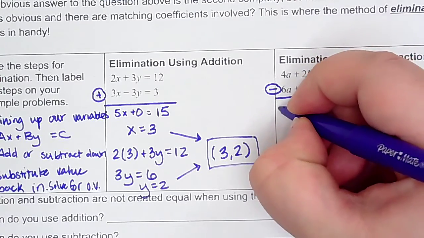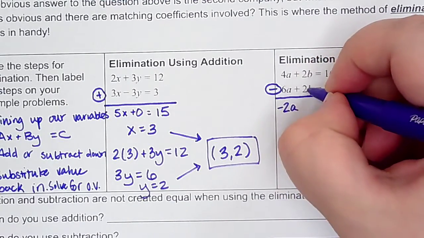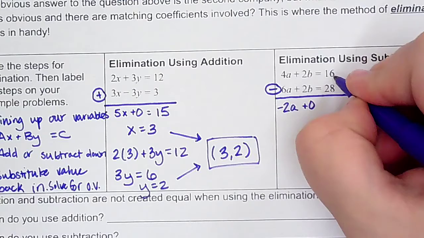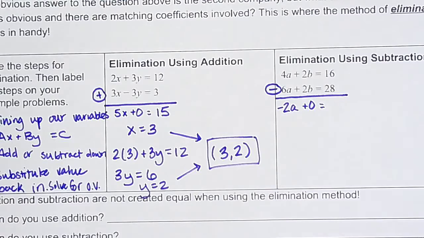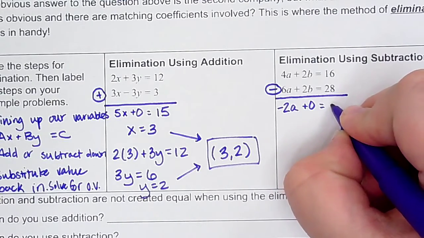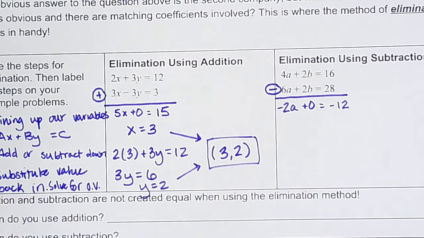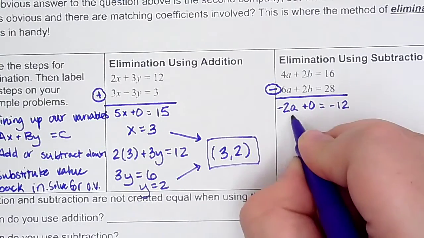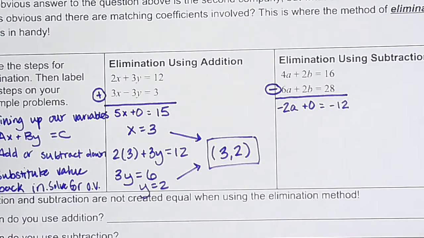4a minus 6a is negative 2a. 2b minus 2b is 0. And 16 minus 28 is going to be, excuse me, it would be negative 12, I believe. Even Miss Bury's mental math is a little bit of a struggle sometimes, but that's okay. And just like the one before, we've got that plus 0, which doesn't change anything. So I notice I've got negative 2a equals negative 12. I can just divide both sides by negative 2 and get a equals 6.